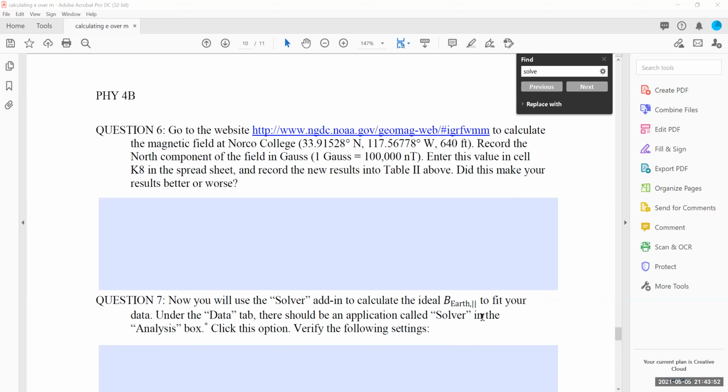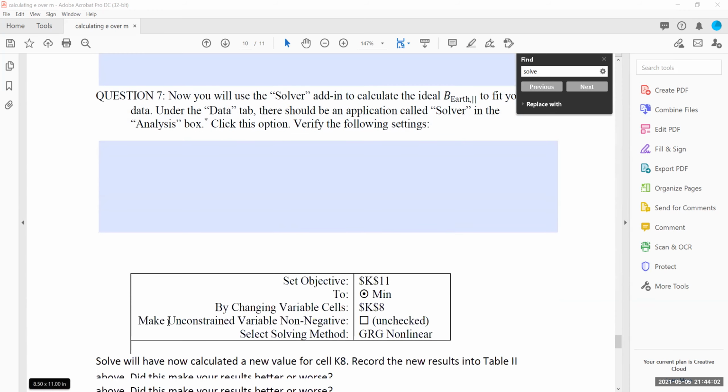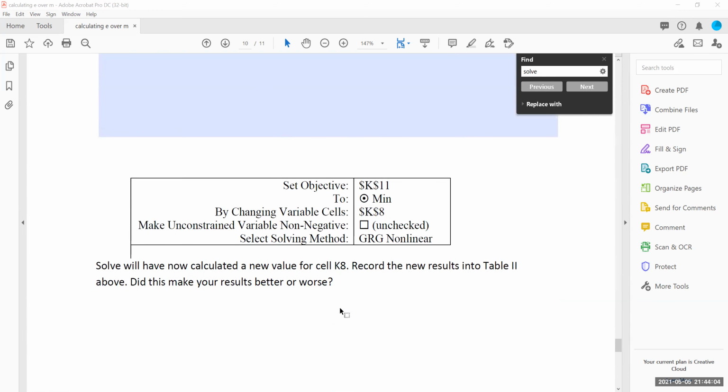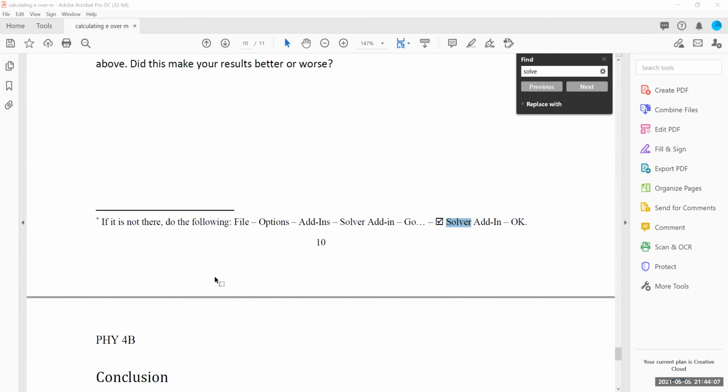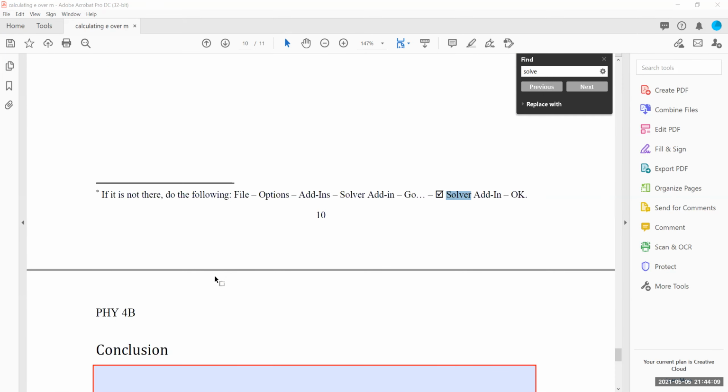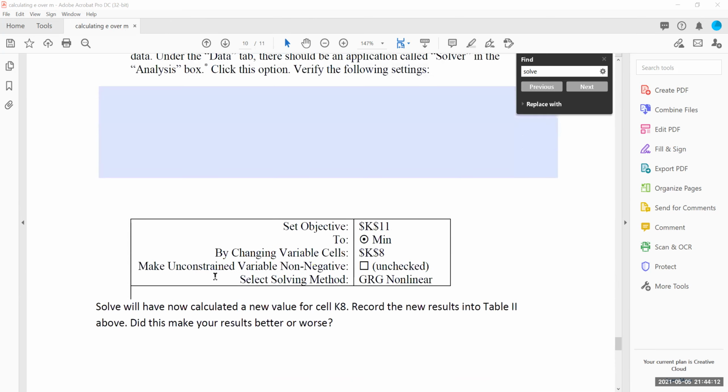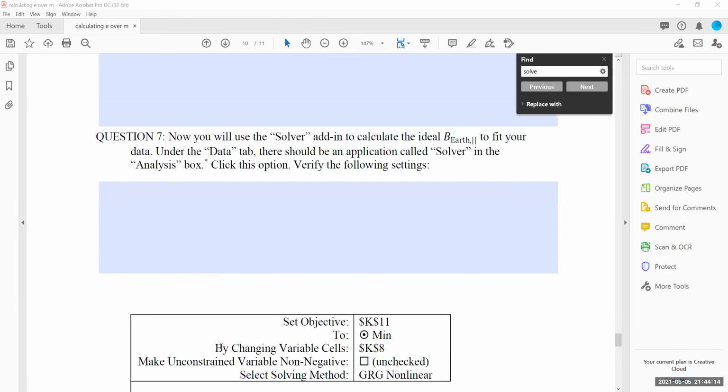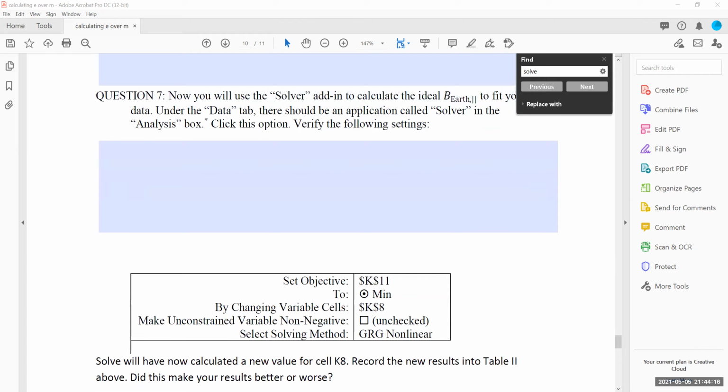Now you will see the solver add-in. Go to the Data tab, and under the Data tab, you're going to click Solve. It's going to improve your reading for E over M. You click on minimum, and then you follow the instructions. Once you solve it, you're going to have a ratio for E over M. Once you do that, you have everything you need for this lab to draw a conclusion on the ratio of E over M. Sounds like a lot, doesn't it? And it is, even in a simulated environment.